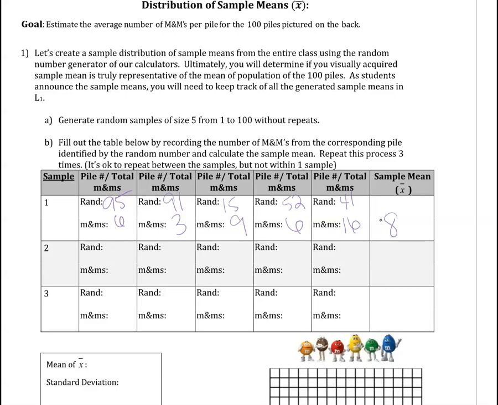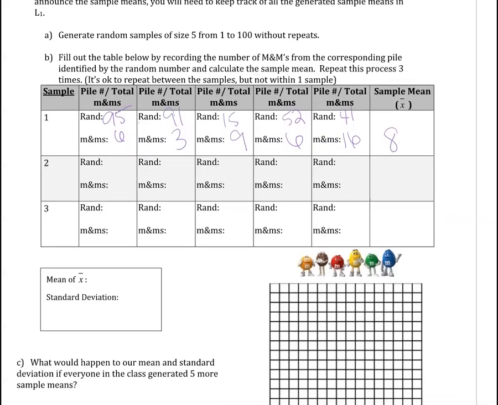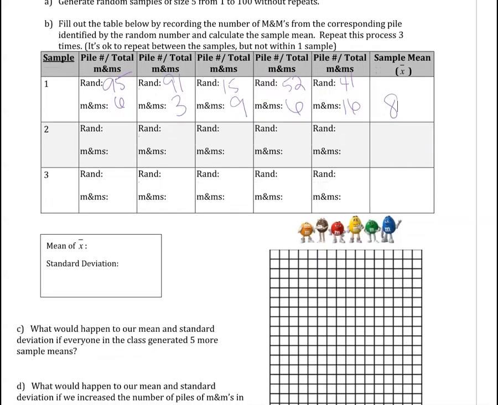And then all of us in the classroom would be doing this. So each of us, if there was 20 of us, we're each generating 3 samples, so we'd end up with 60 total samples. Okay? So since I obviously don't have everybody with me in this, I'm just going to show you some class data that I got from last year.